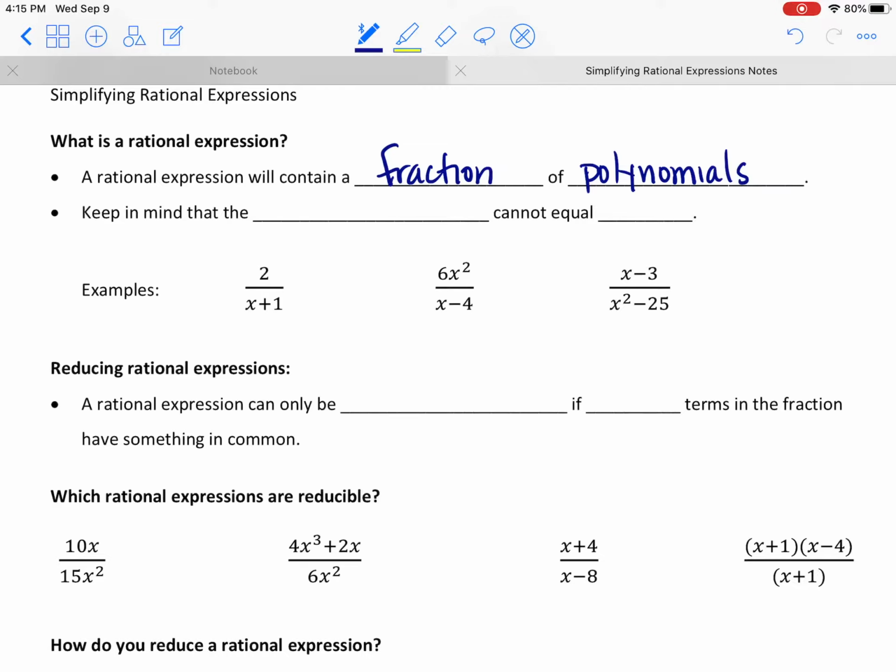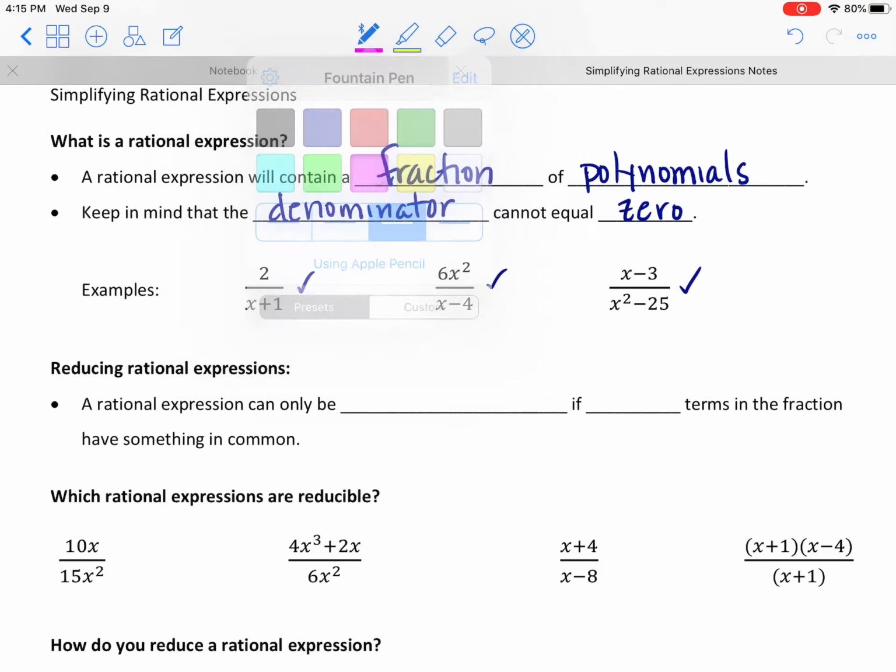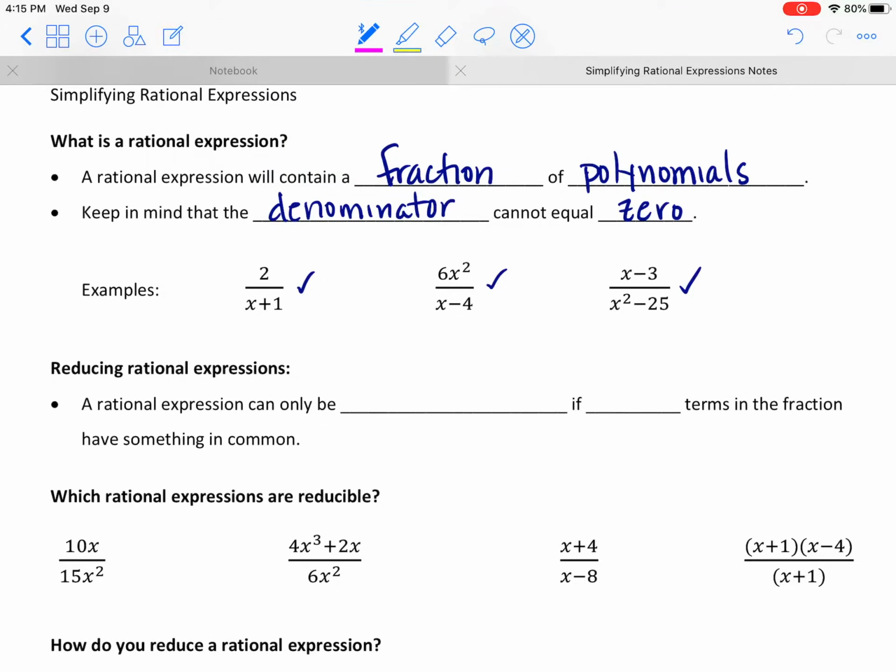Keep in mind, we're just going to assume this is true for the expressions we're working with, and we'll talk more about it when we get to equations: when we're dealing with a fraction, the denominator cannot equal 0. We just assume that this doesn't happen, but the denominator of a fraction cannot equal 0. Again, we're going to talk more about that later. All right, so what I have for you are 3 examples of rational expressions. This is a fraction of polynomials, a fraction of polynomials, a fraction of polynomials. Now, just to be clear, if I had something, let's say the reciprocal of the first example.